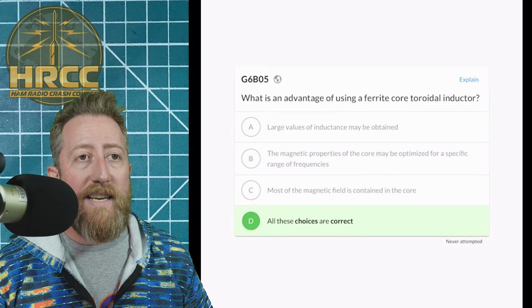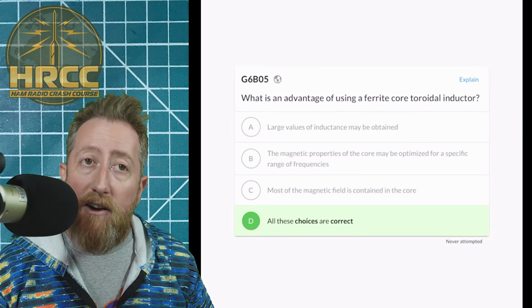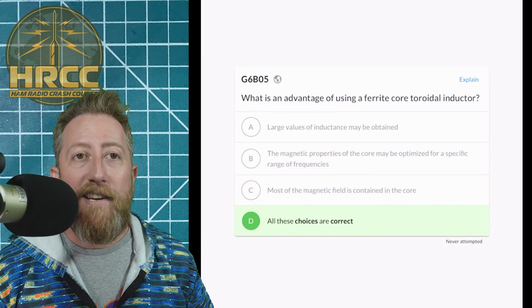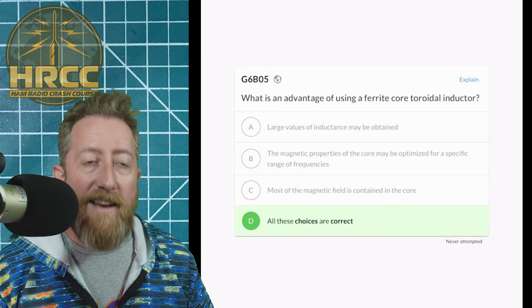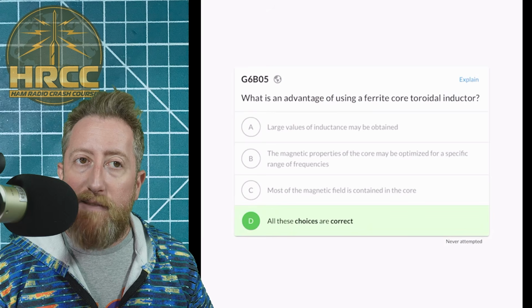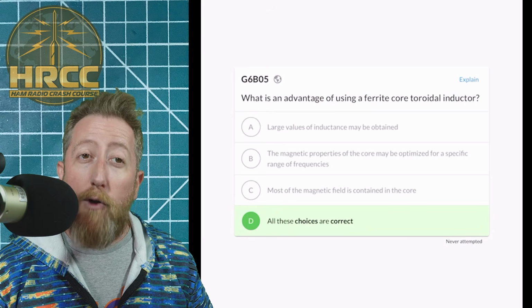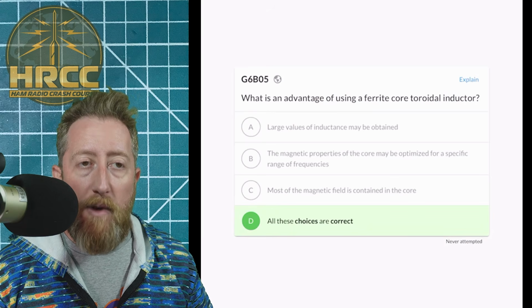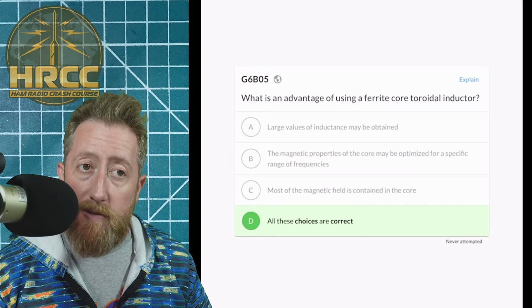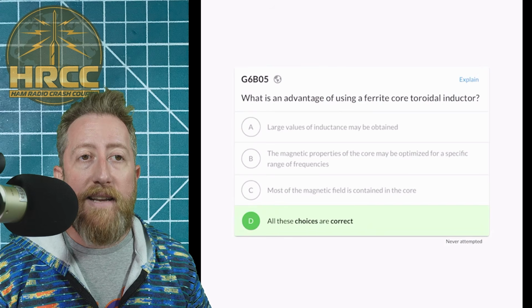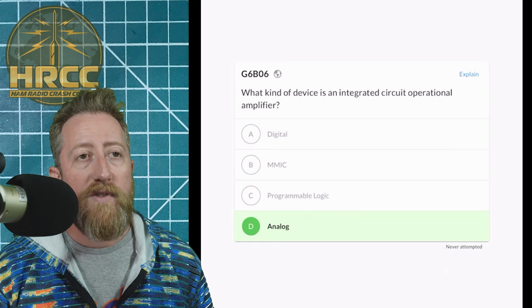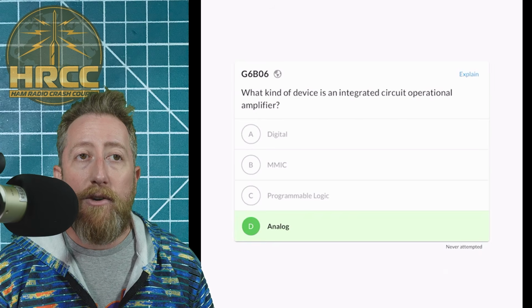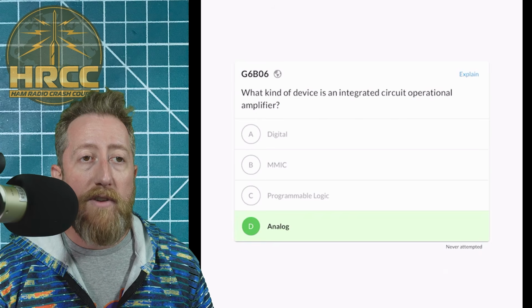Question 5. What is an advantage of using a ferrite core toroidal inductor? And it is D. All of these choices are correct. A, large value of inductance may be obtained. B, the magnetic properties of the core may be optimized for a specific range of frequencies. And then C, most of the magnetic field is contained in the core. That's very good. Question 6, what kind of device is an integrated circuit operational amplifier? And it is D, an analog circuit.